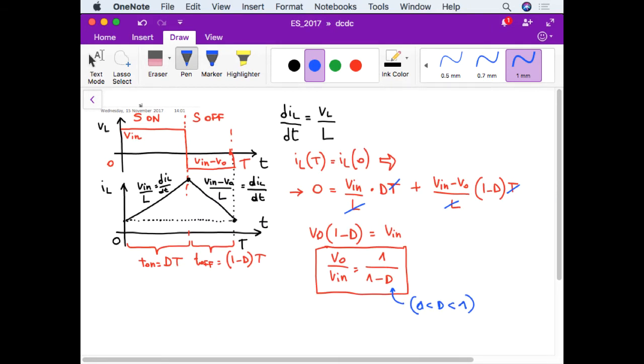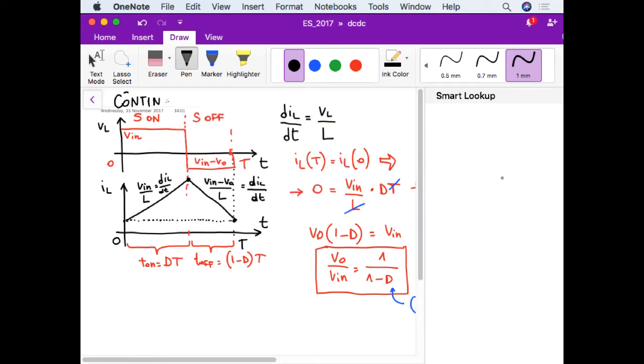Before we do it, we call this situation continuous conduction mode in order to distinguish it from the discontinuous conduction.